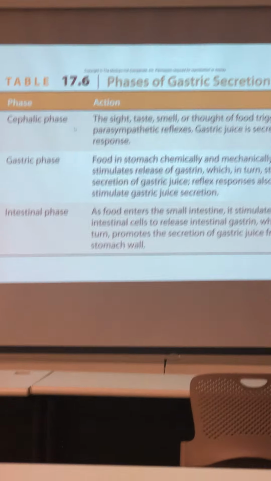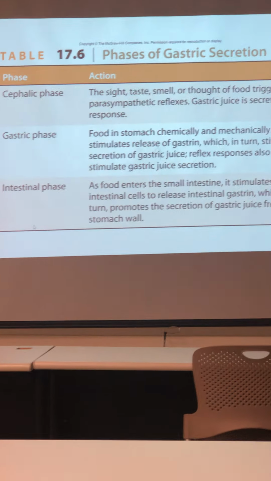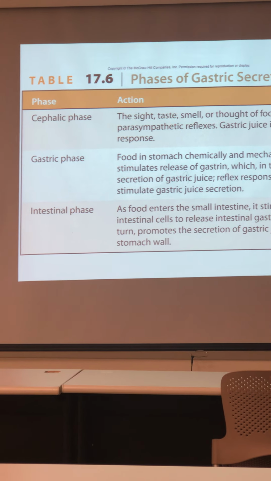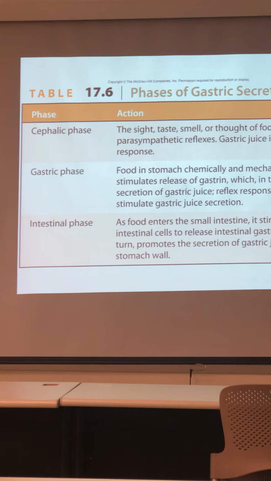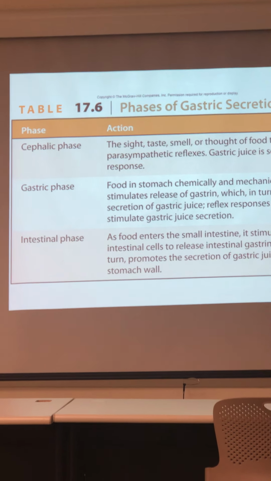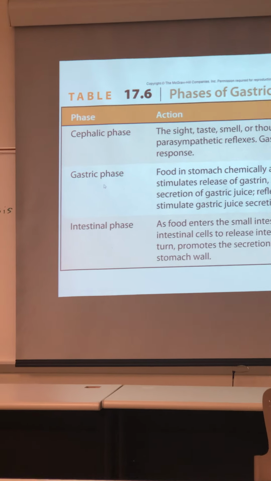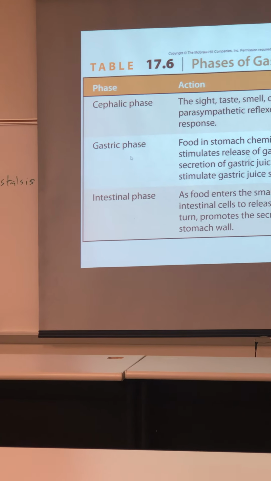I would like you to know these 3 phases on the table. Very briefly, the cephalic phase. I can think about food, I can see it, I can smell it, and I'll start secreting gastric juice because gastrin is released. Once the food hits the stomach, that's called the gastric phase, the second on the table, and that will cause more gastric juice to be secreted.